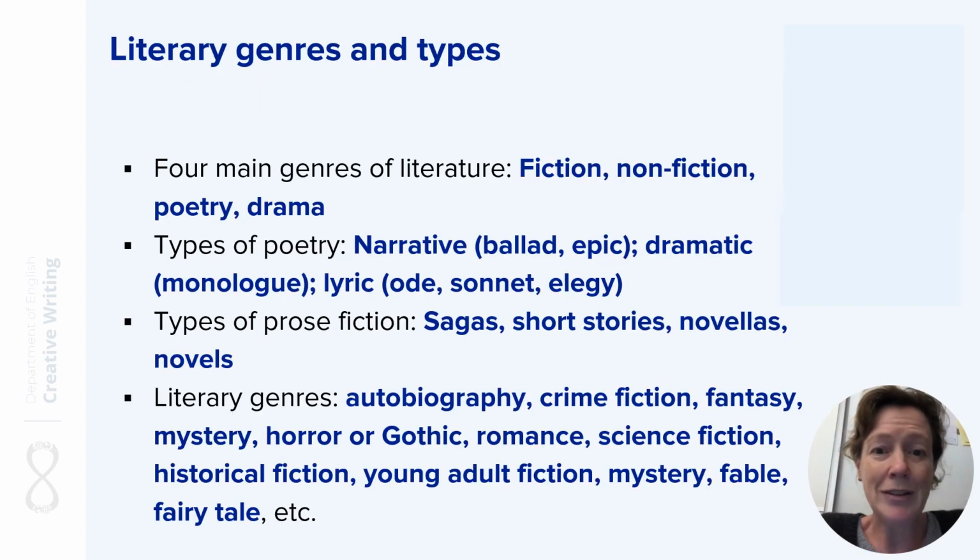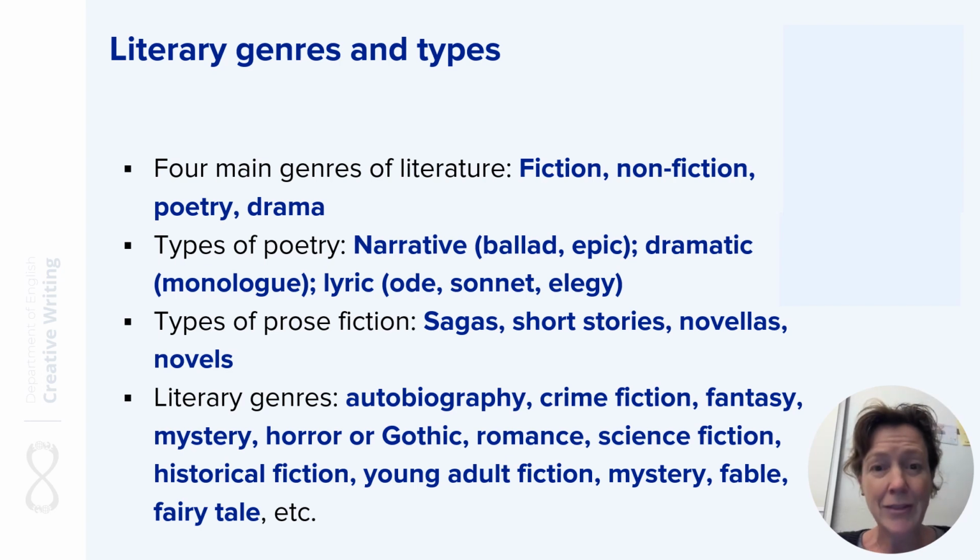So now that we've tried to define literature, let's have a look at some ways of classifying it or dividing it into major categories. It's generally divided into four main genres, and they are fiction, non-fiction, or factual literature, even though there isn't a clear distinction between the two necessarily, as we said last time, and then poetry and drama.